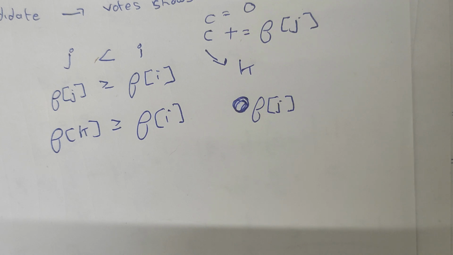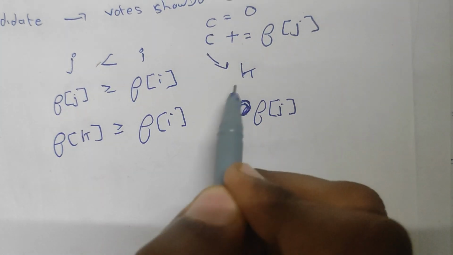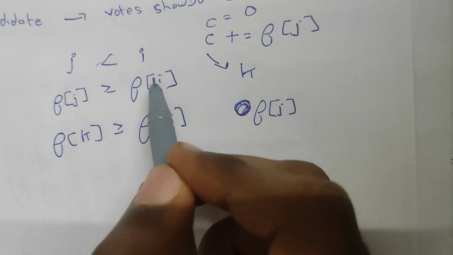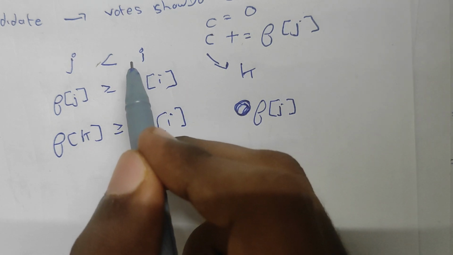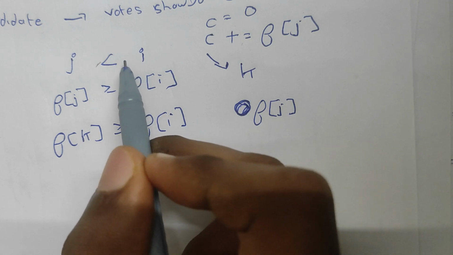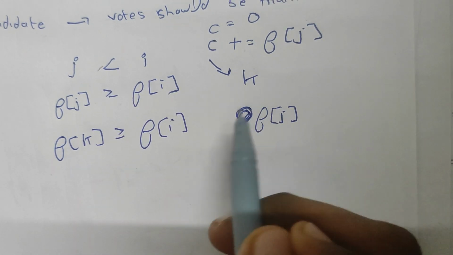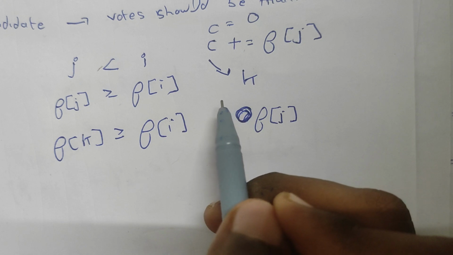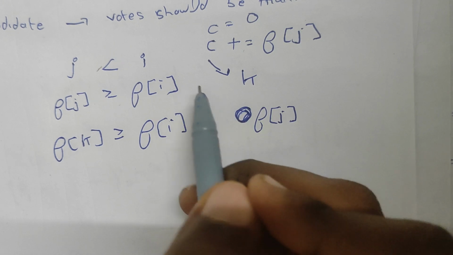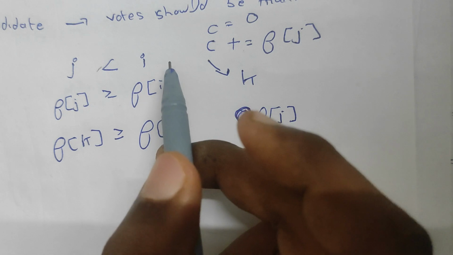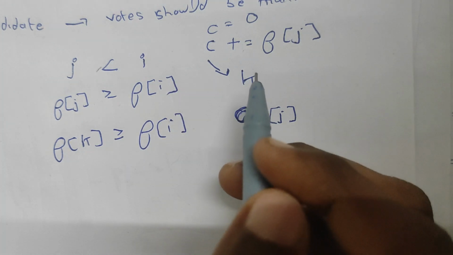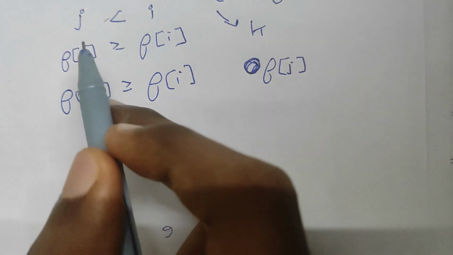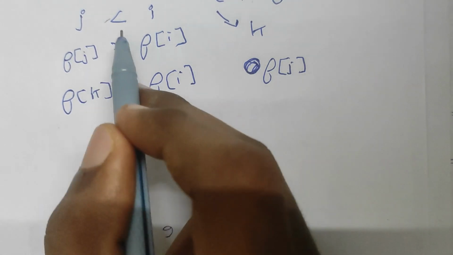So as long as there are some candidates lesser than I, this process will keep on repeating. Until we exclude all the candidates lesser than I, this process will keep on repeating. So we have to exclude all the candidates lesser than I. Okay, now this is for the first condition. Now we will examine the second condition.